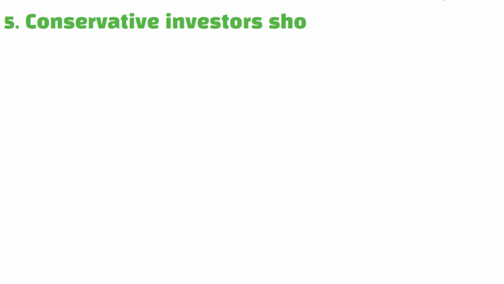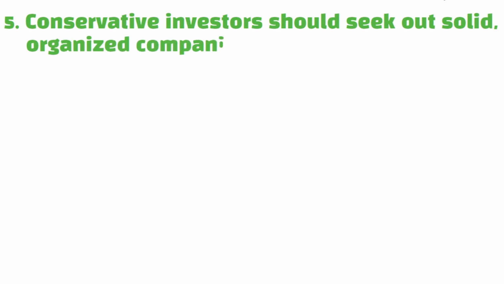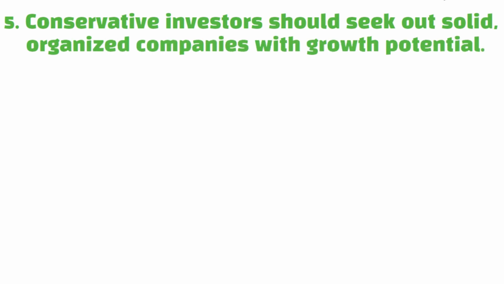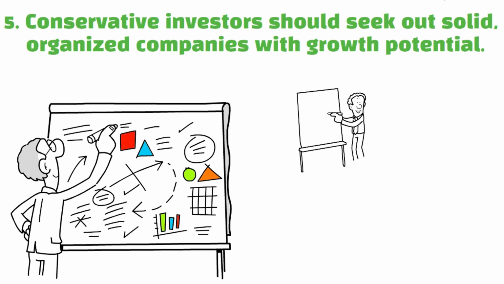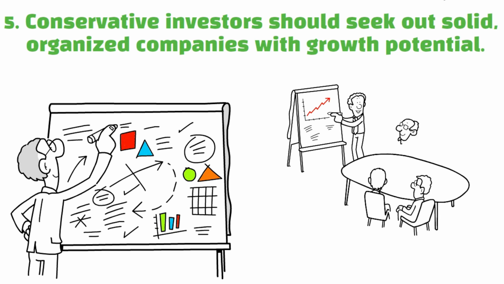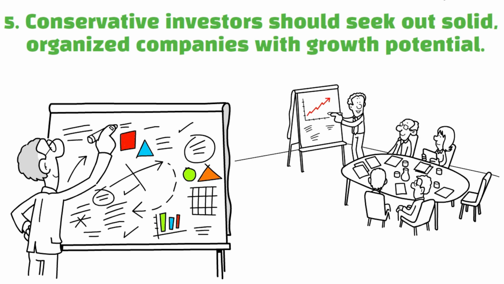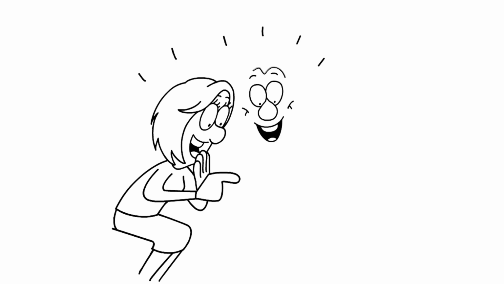Number 5. Conservative investors should seek out solid, organized companies with growth potential. We've previously discussed how to benefit from investing in high-growth companies. However, some investors prefer a more moderate profit strategy with gradual but consistent growth. As a conservative investor, you want a strong company that still has the potential to grow.